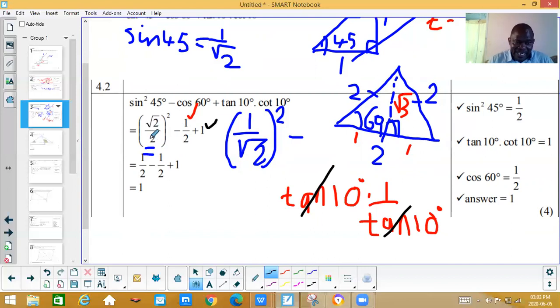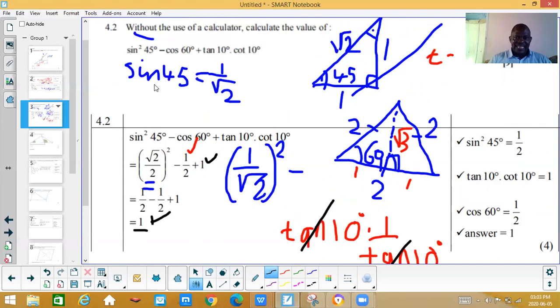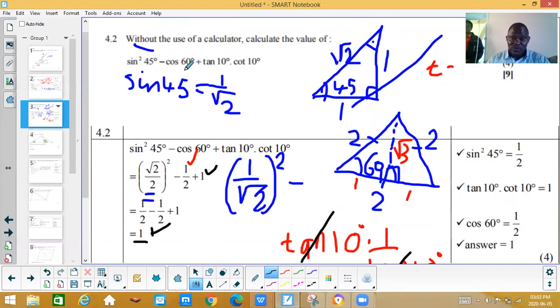Now, this one, sine 45, is 1 over root 2, but it is squared. Since it is squared, the power applies to both, so 1 squared is 1, and root 2 times root 2 gives us this half. Since we've got half minus half, this one will be 0, and hence you remain with 1. This is the answer that you get. This is how you can work this one out without using a calculator.